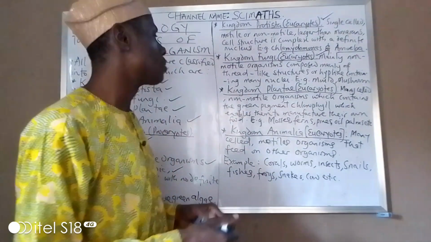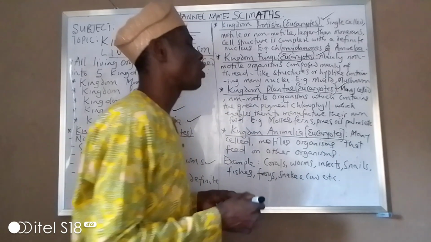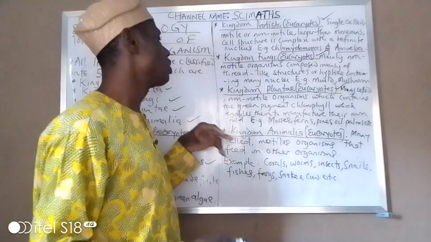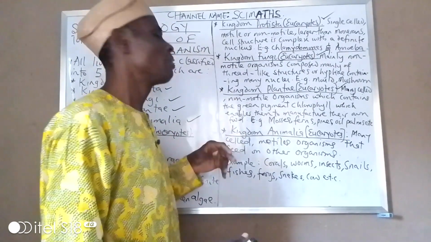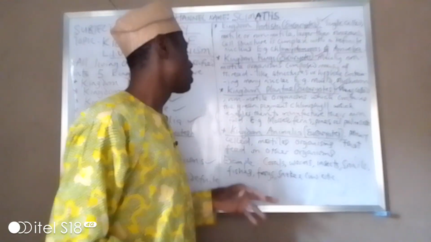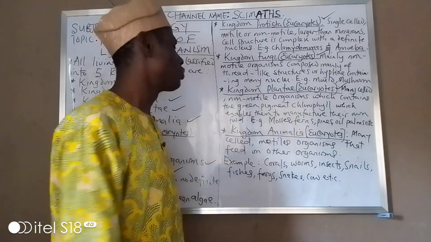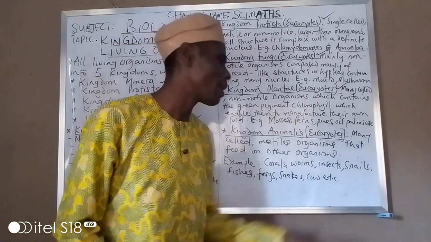The next kingdom is called kingdom Plantae. Kingdom Plantae are also eukaryotic. They are many-celled and non-motile, and they contain green pigment, which enables them to manufacture their own food. Examples are mosses, ferns, pine and oil palm.